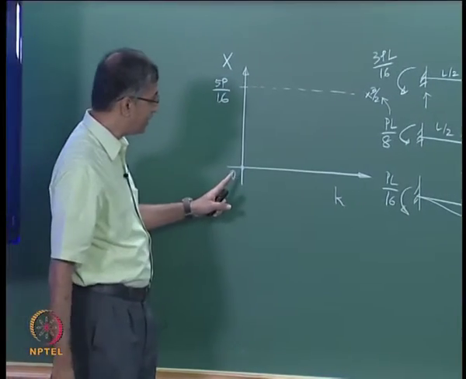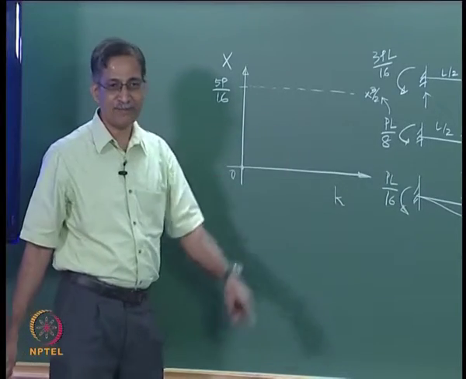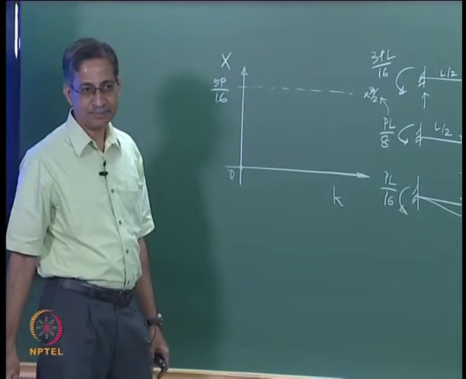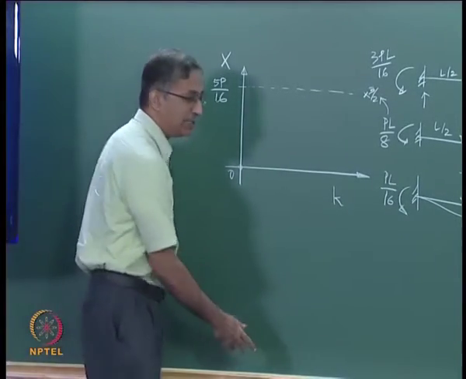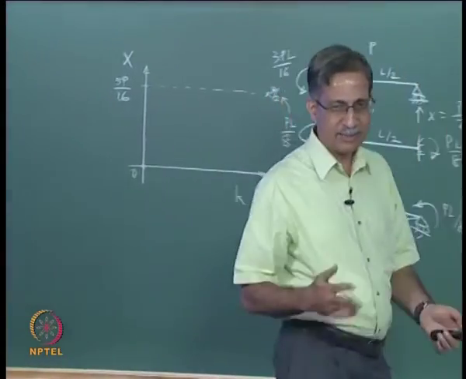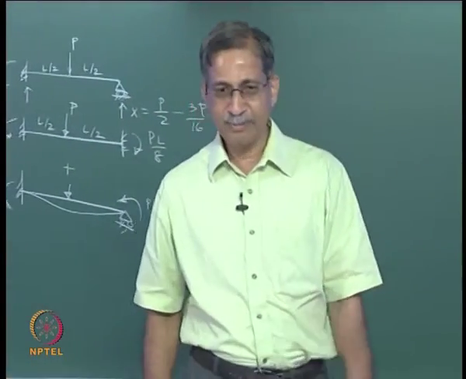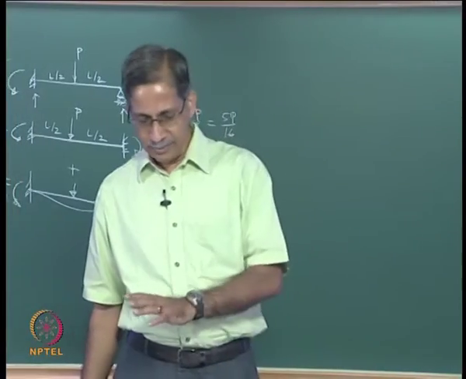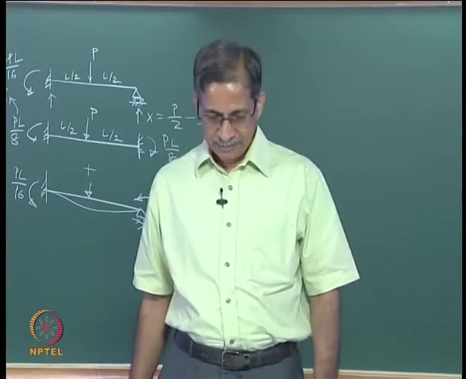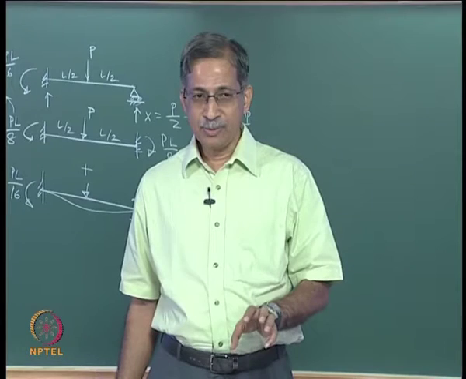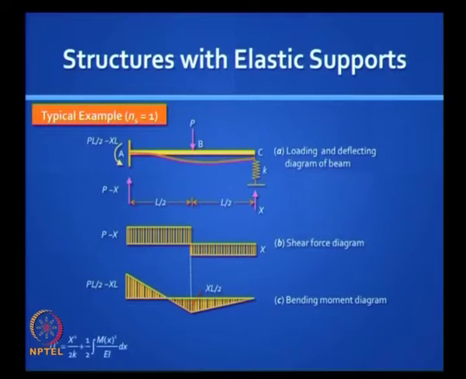How do you think this moves from 0 to 5P by 16? Some non-linear way. Can you generate an equation? So let us look at that. It is interesting to do these kind of problems. You can use the energy method. Remember, there are two energies here, one from the beam and one from the spring, just like we did the arch with a spring problem, and invoke the theorem of least work.